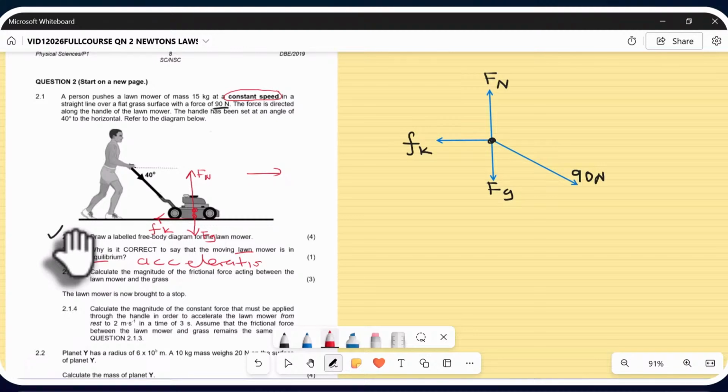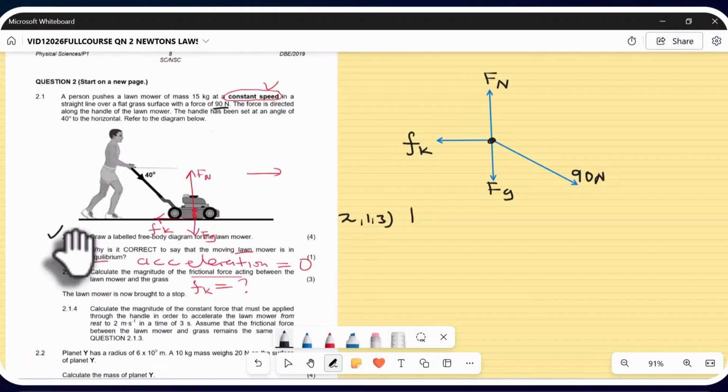And then here they say calculate the magnitude of the frictional force acting between the lawnmower and the grass. So we're looking for this frictional force, which is Fk, okay? Now, because of the constant speed, in 2.1.3, our F net equals MA, which equals 0. Why? Because of the constant speed.